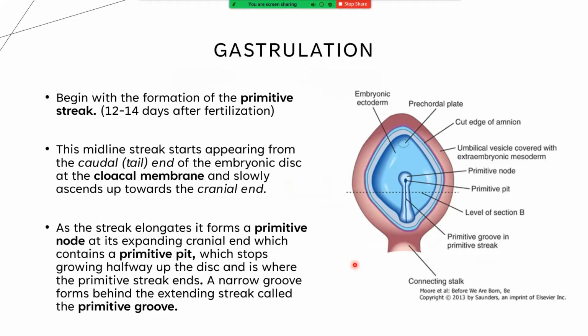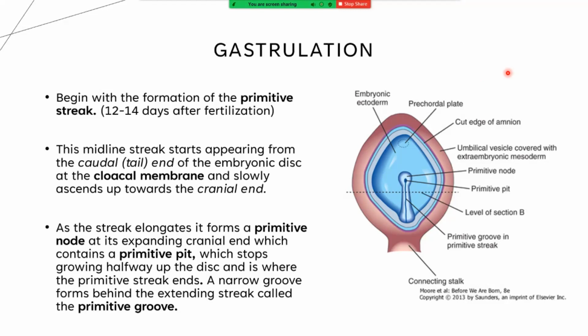Okay, how does the gastrulation process take place? It begins with the formation of the primitive streak. Do you know what a streak is? A streak is just a line, a primitive line. This line appears about 12 to 14 days after fertilization. Where is it? At the epiblast part of the embryonic disc. Remember our embryonic disc contains epiblast, the taller layer of cells, and hypoblast, the flatter layer of cells.